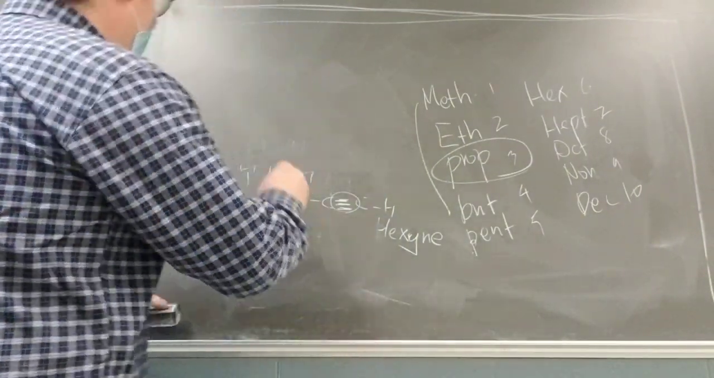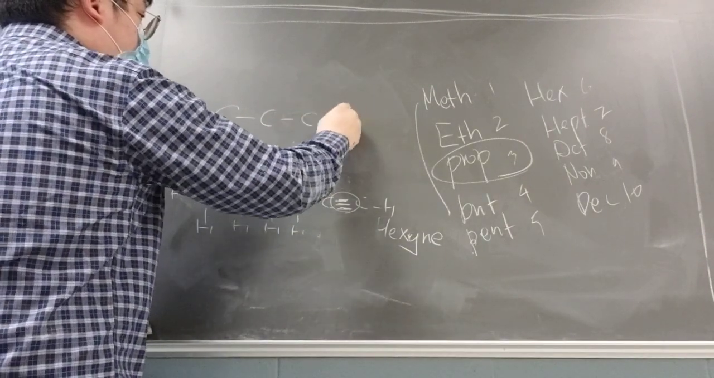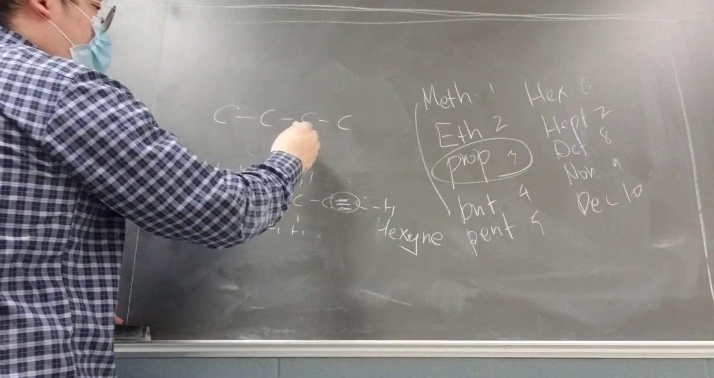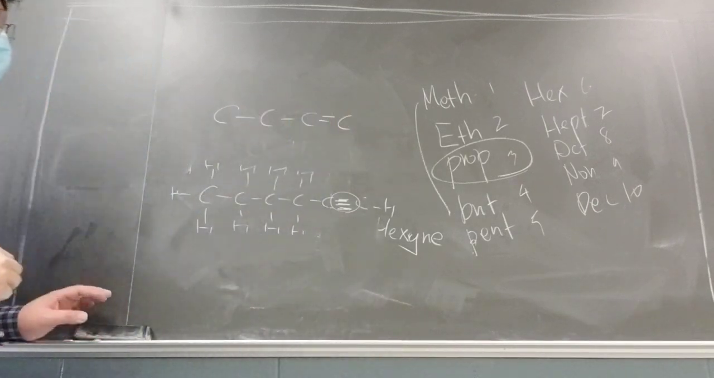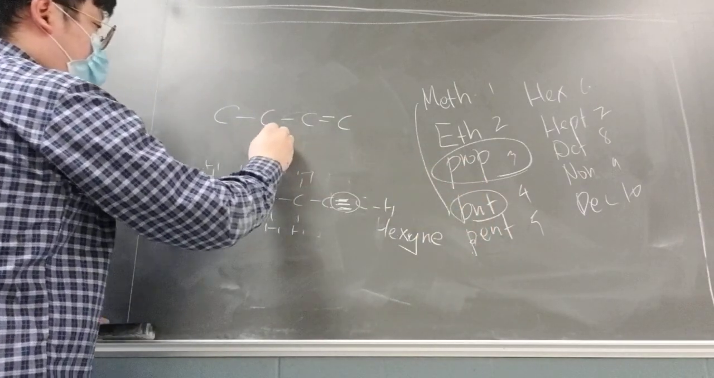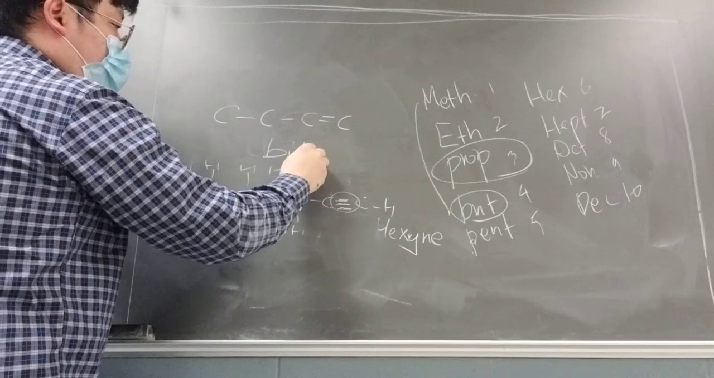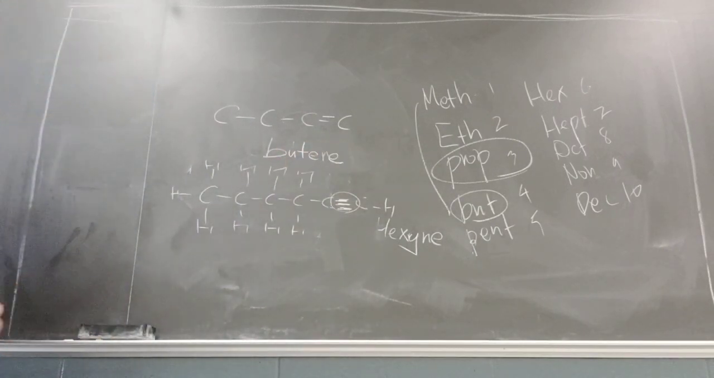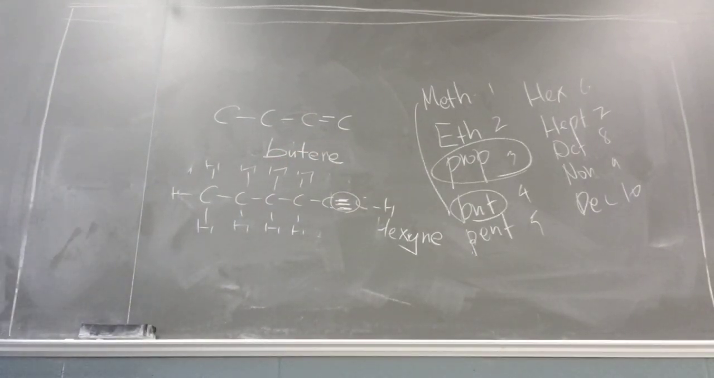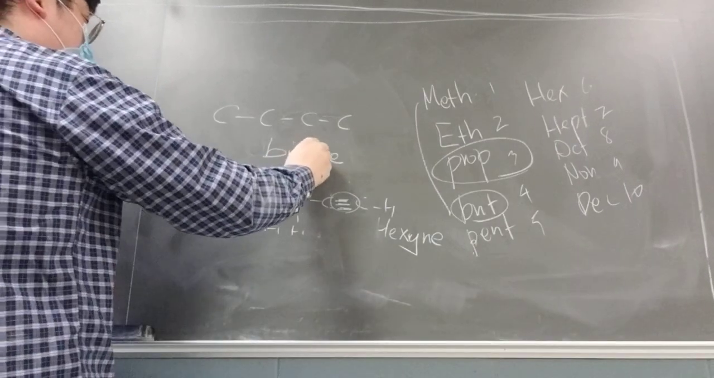If you have this one, 4 carbons. Okay, I'm not gonna draw all the hydrogens, but make sure there's hydrogen. But if you have this one, 4 means but over here, so it'll be but. But there's a double bond here, so I put E and E instead of A and E, so it'll be butene. Because it's a double bond. Yes, perfect. If there is no double bond, all single bond, it will be butane, perfect.